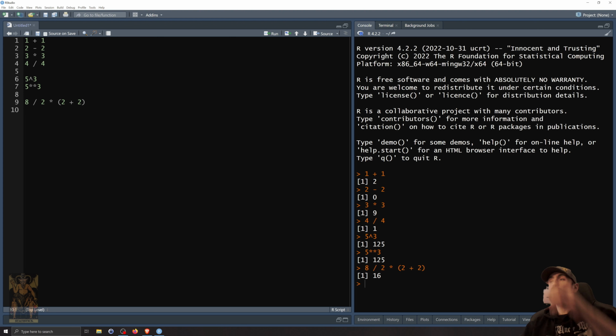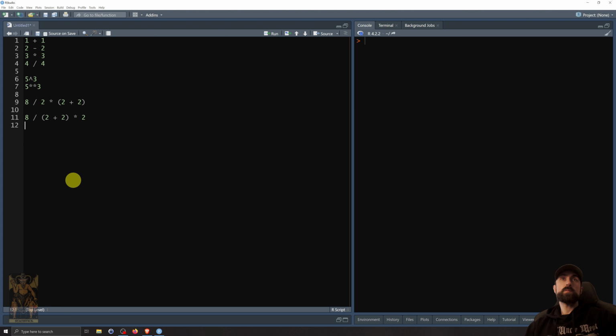And just to prove that R is following the order of operations, we can rewrite this equation and see a corresponding change in its output. So if we type something like 8 divided by parentheses 2 plus 2, and then we multiply that by 2, what you should get is 4. So if we run this, you can see it outputs 4. I'm just going to clear the console there. I just pressed Control L in case you're curious.